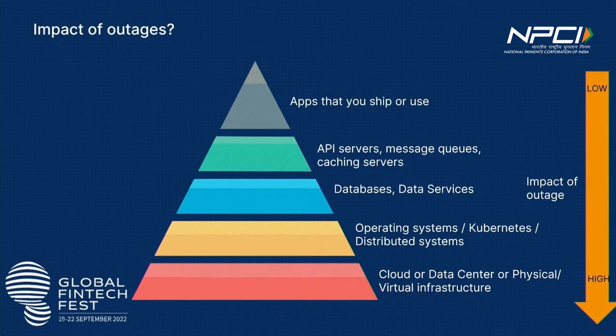So this is the impact of outages. If your app goes down, it comes back. But what if your data center goes down, right? The impact of outage will be very, very high as you go down the pyramid. Similarly, API servers, message queues, and caching services are all thought to be reliable, but if they go down, your impact will be high. Even though you have them in redundancy, both of the redundant servers can go, then your impact is very, very high. So as you go down the pyramid, the resilience reduces significantly, or the impact of outages increases significantly.